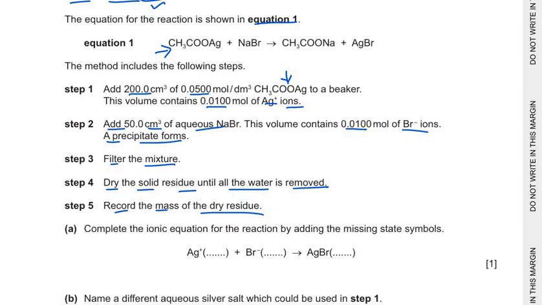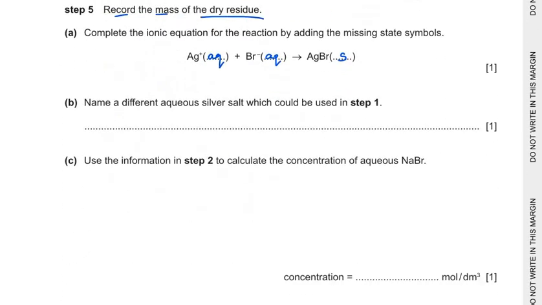Now we know that the silver here is in aqueous form because that's what we have taken in the beaker. So we have to write aqueous, and for NaBr, that is sodium bromide, we also know that it is aqueous. So we write aqueous for the bromide ion also. But the precipitate formed is AgBr, and precipitates are always solid, so write s for silver bromide, right?